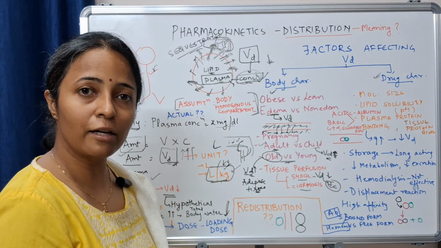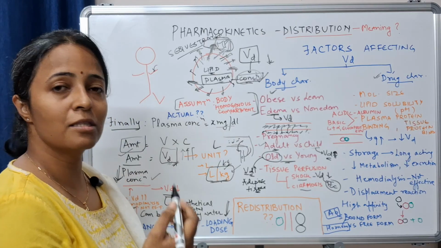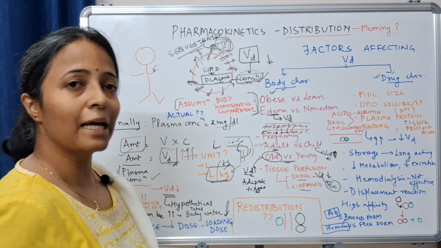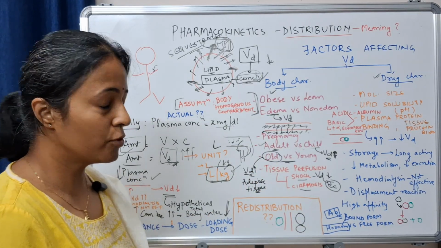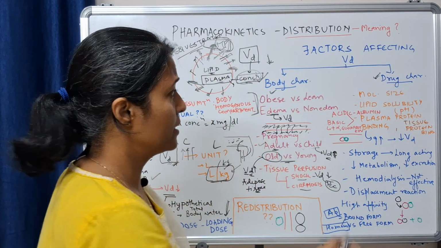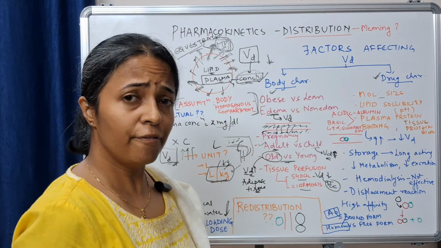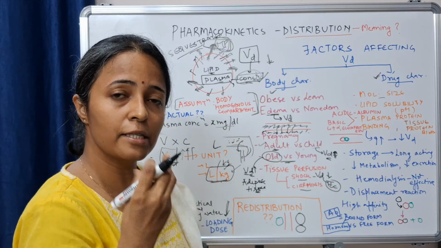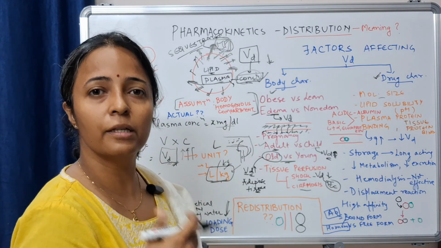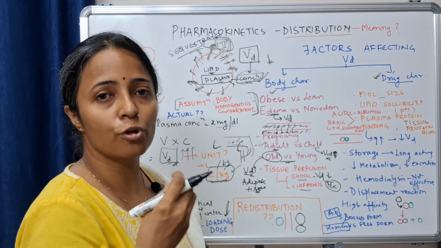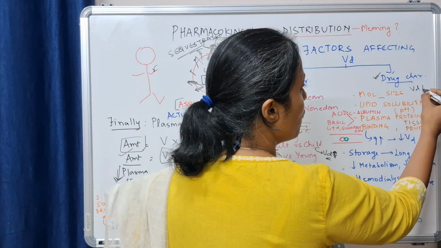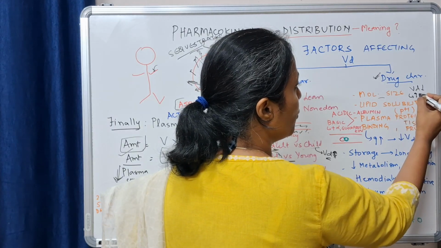Again, the vascularity of the liver is decreased, so less drug is going to go into the liver. So these are the body characteristics which affect the volume of distribution. Then, what are the drug characteristics? Molecular size. If the size of the drug is more, then it is not going to cross the vessel. There will be very slow crossing of the vessel. So, volume of distribution will be lesser for higher molecular weight.